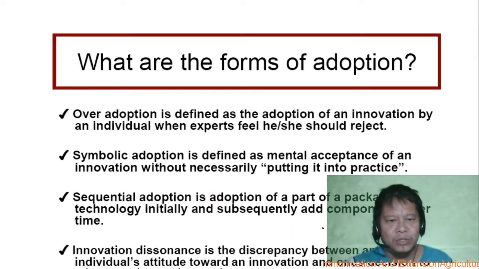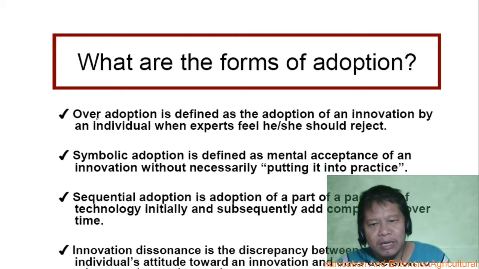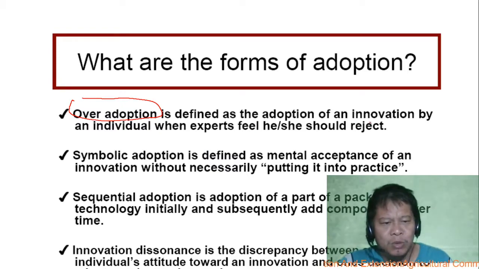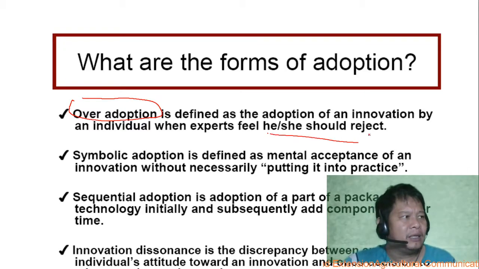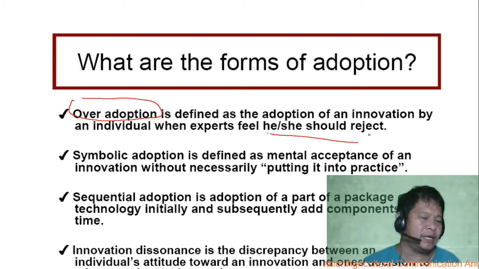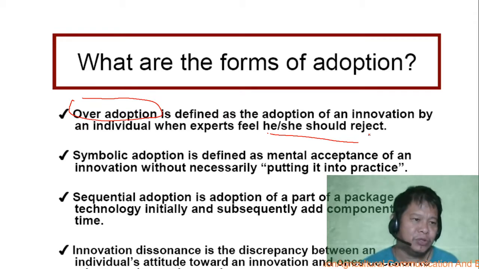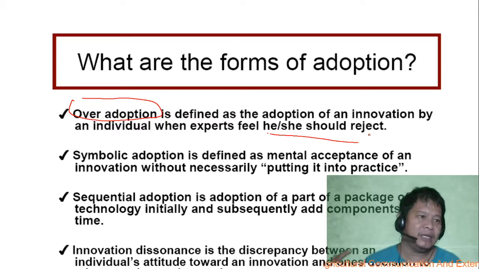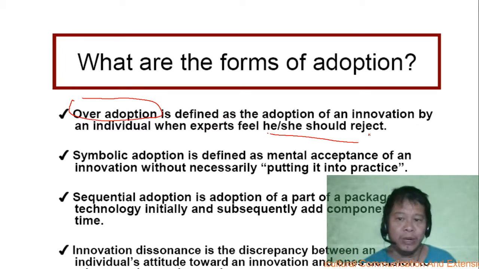So what are the forms of adoption? We have a term, over adoption. Over adoption is defined as the adoption of an innovation by an individual when experts feel he should reject it. It means the farmer adopted the technology, but the technician saw that it is not right for him and not the best for him. So the farmer adopted it, but the technician feels it is not what should be adopted. That is called over adoption.